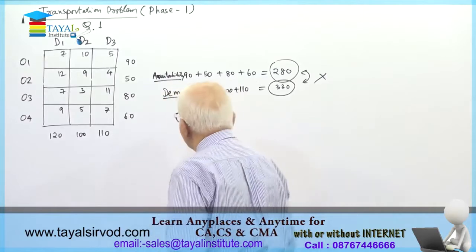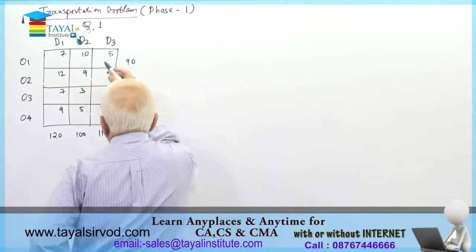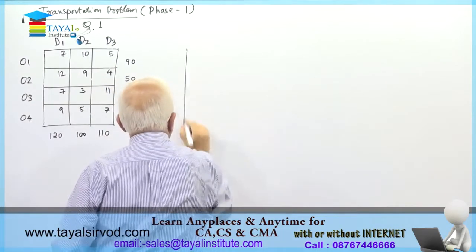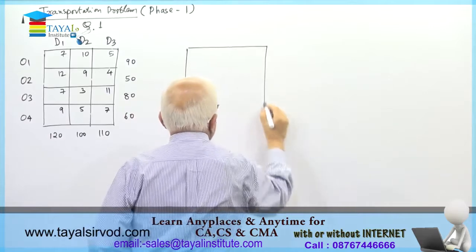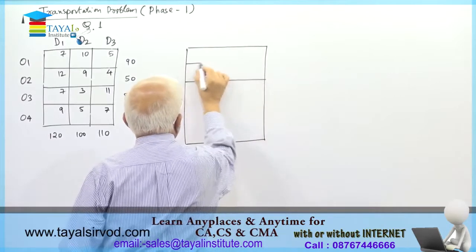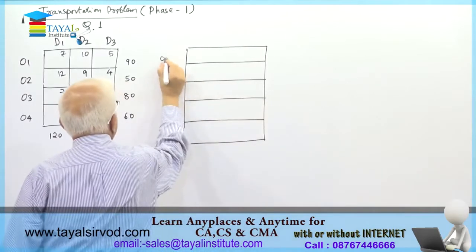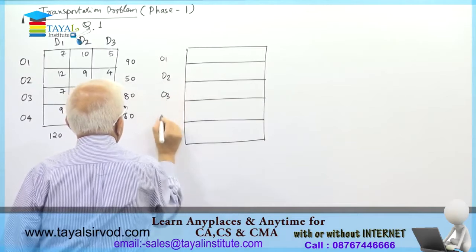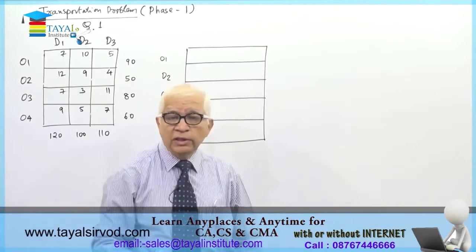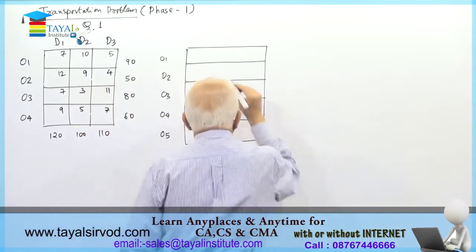Okay. Now let me write down the new problem. Since the problem is not balanced, I am balancing it now. So instead of a 4 by 3 problem, it is going to become a 5 by 3 problem. In the sense, there will be 5 rows now. Instead of 4 rows, I am making it a 5 row problem. Now see here. What are the names of the origins? O1, O2, O3, O4 as before, and I am adding origin O5 because I need additional supply of 50 units, so that will be available in origin O5.